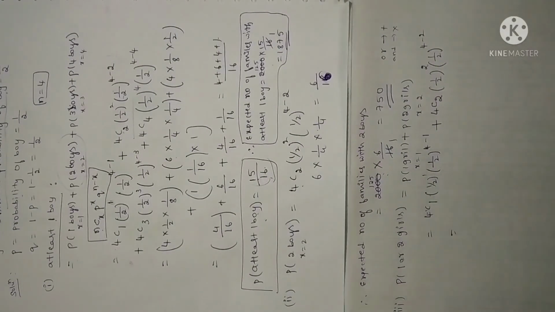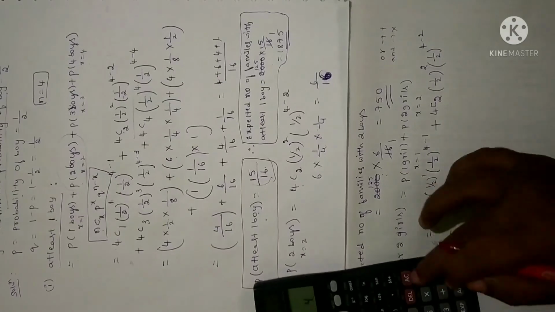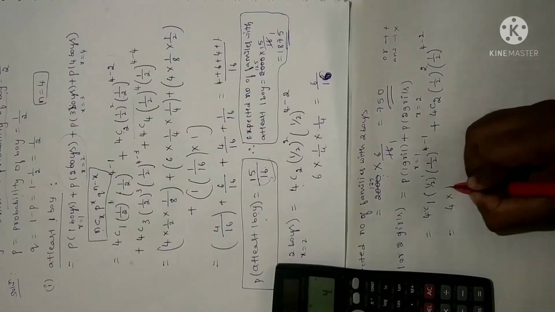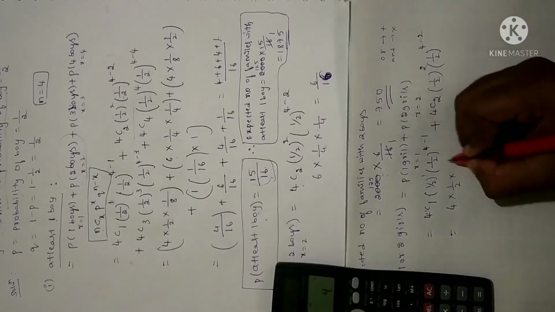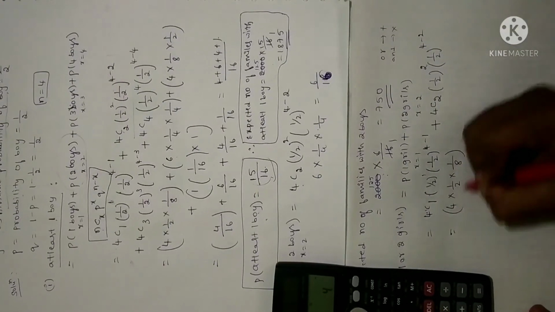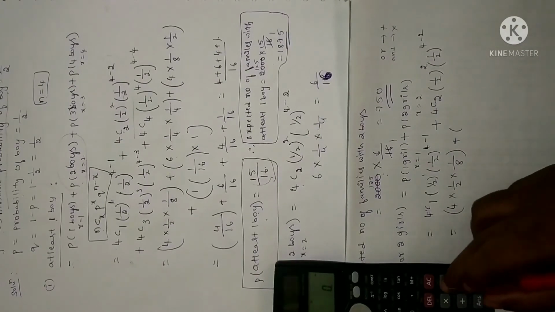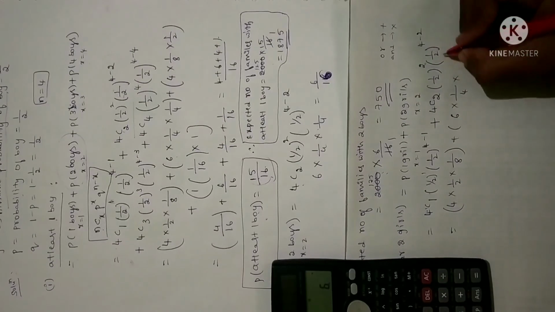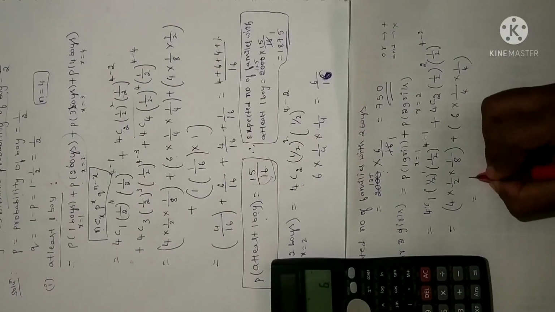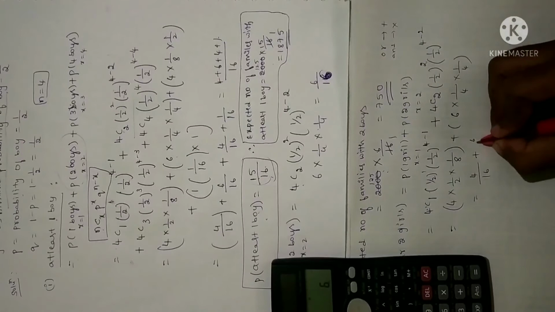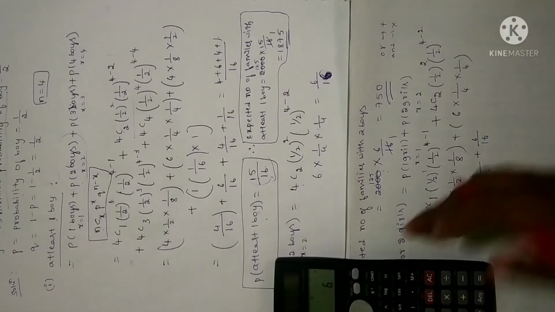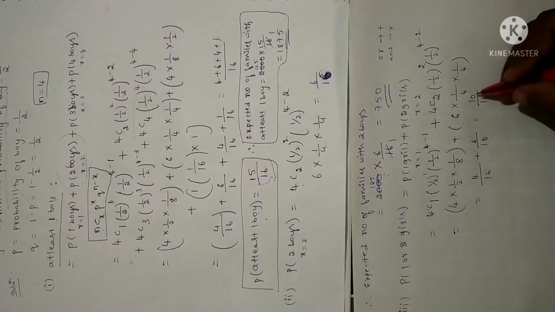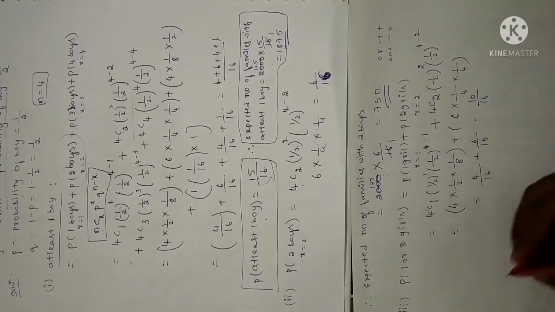So 4c1 is 4 into 1 by 2, 4 minus 1 is 3, 1 by 2 power of 3 is 8, plus 4c2, 4c2 is 6 into 1 by 2 square is 4 into 1 by 2 square is again 4. So you will get 4 by 16 plus 6 by 16. Right? So let me take 16 as an LCM. So you will get 10 here. So 10 by 16.